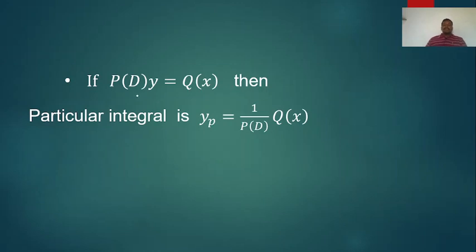What is the particular integral? How is it defined? If P(D) y = Q(x), then the particular integral is yp = 1/P(D) Q(x). This is the particular integral.